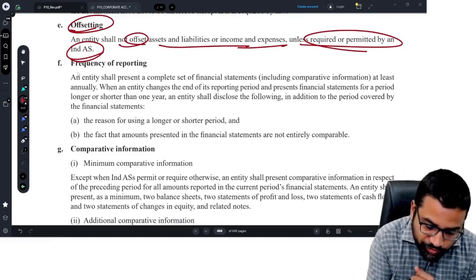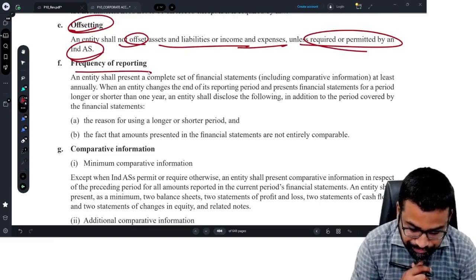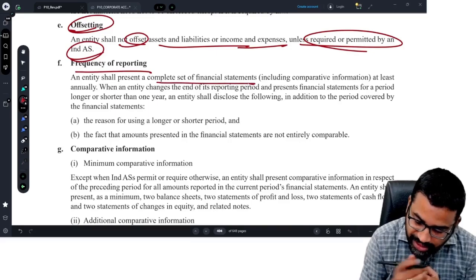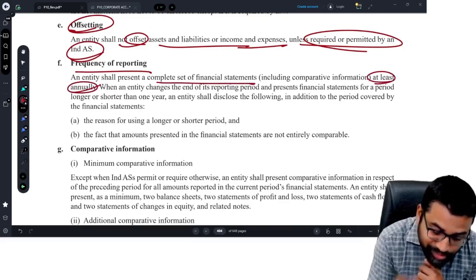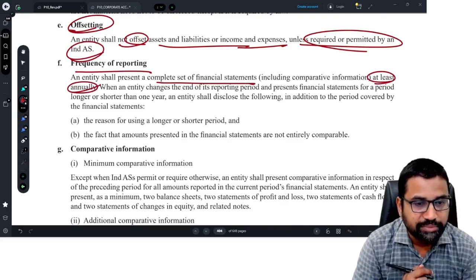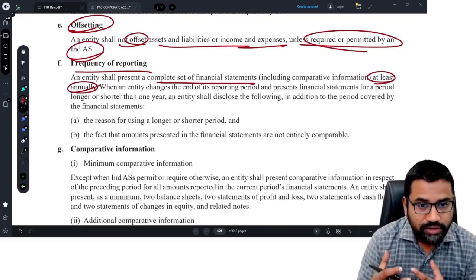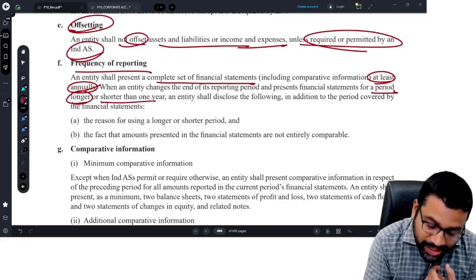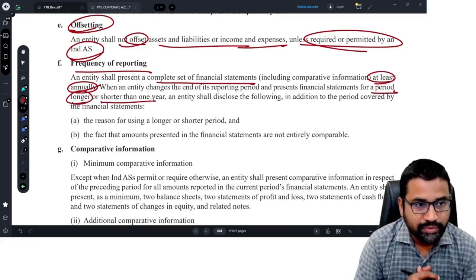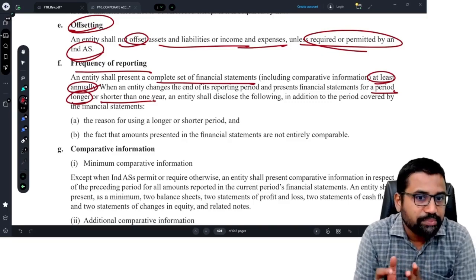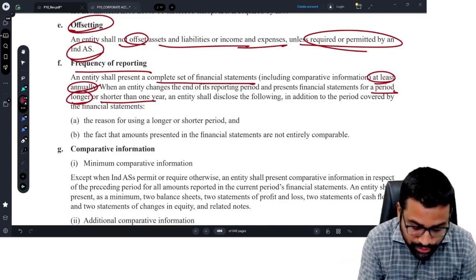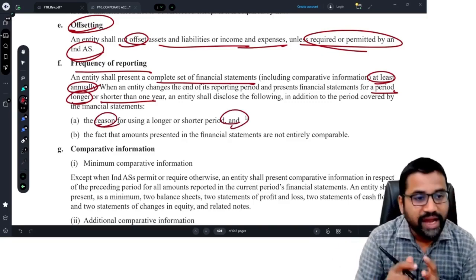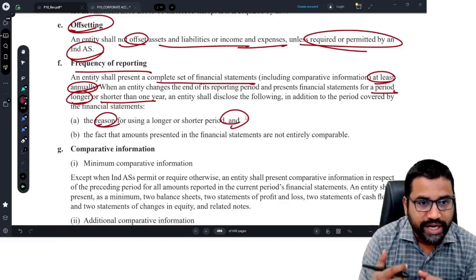Next, frequency. Sir, how frequently do we need to report the financial statements? The company, an entity, shall present a complete set of financial statements at least annually. Every year once you need to prepare the financial statements. Suppose because of any reason the period can be longer than 1 year or shorter than 1 year also. But when the period is less than 12 months or more than 12 months, you should disclose the reason for using the longer or shorter period, and the fact that the amounts presented in the financial statements are not entirely comparable.